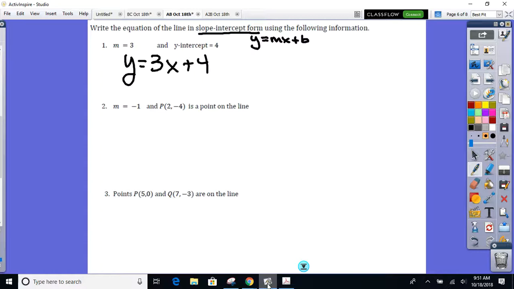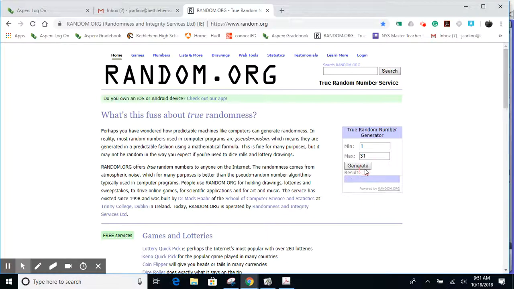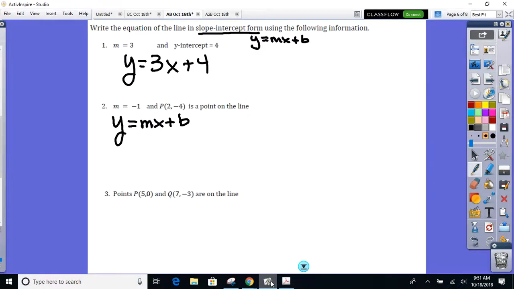So how can we find the y-intercept? Use the slope-intercept equation. Which one up there represents the y-intercept? B. So I'm going to try to solve for B right now.